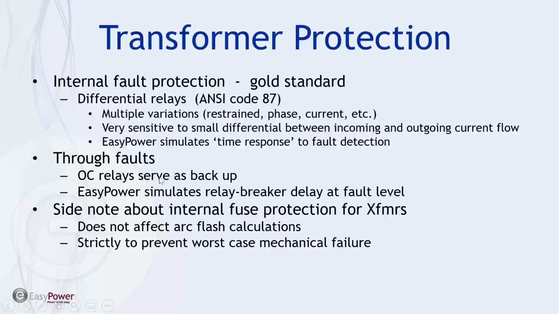The overcurrent relays basically serve as a backup to any type of transformer protection in the form of a differential relay. But EasyPower will simulate the relay breaker delay at the fault levels indicated. And just as a side note, because this comes up fairly frequently, internal fuse protection for transformers that a manufacturer may use doesn't really affect arc flash calculations. It's strictly installed to prevent a worst case mechanical failure or reduce the potential for fire damage. And so it really doesn't come into play when we're talking about system protection.